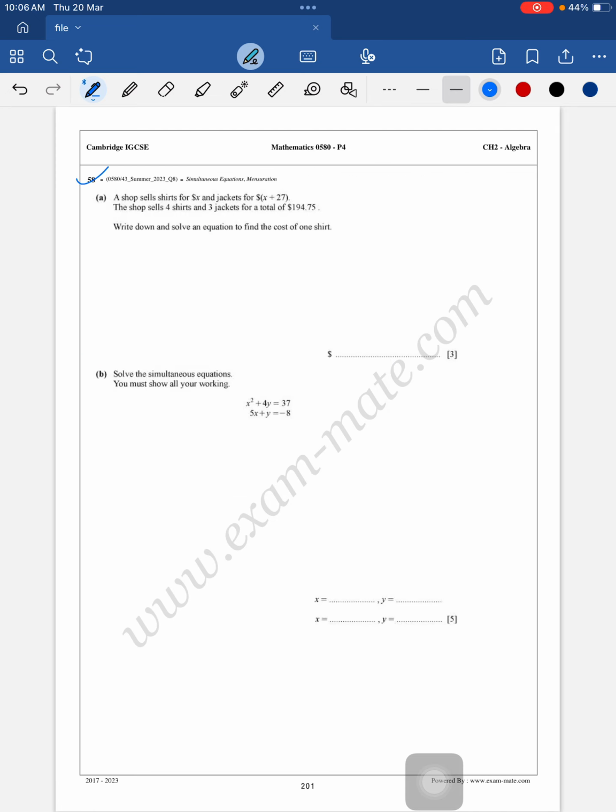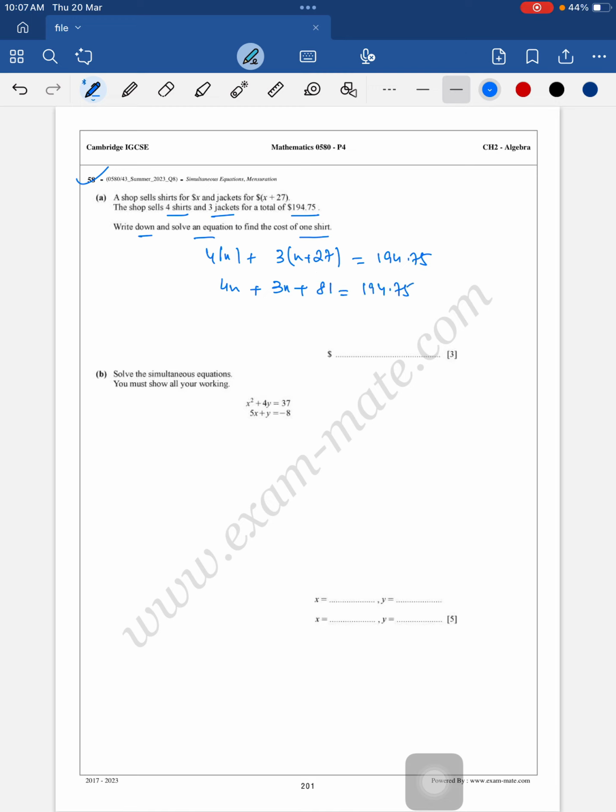Question number 58. A shop sells shirts for $x and jackets for x plus $27. Also, a shop sells 4 shirts and 3 jackets for a total of $194.75. Write down and solve an equation to find the cost of one shirt. 4 shirts at x is the total price of shirts. 3 jackets at x plus 27 is the total price of jackets. The sum is 194.75. Now 4x plus 3 times (x plus 27), 3 times 27 is 81, right?